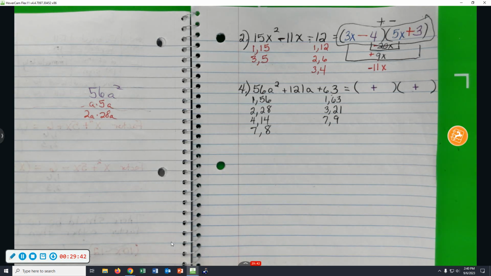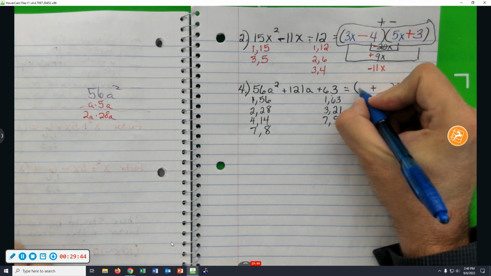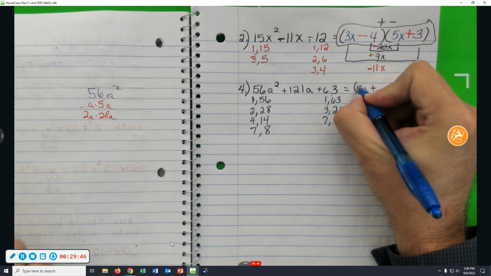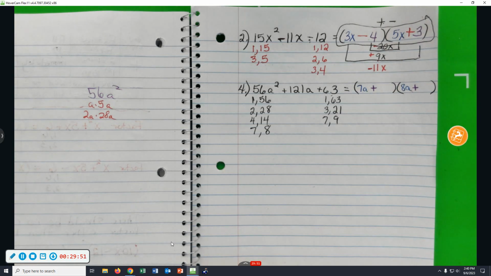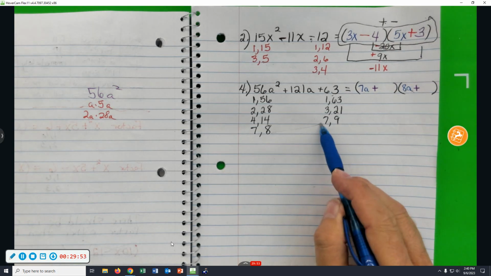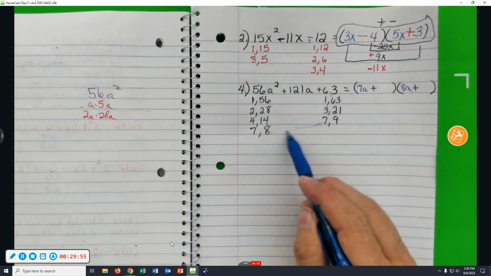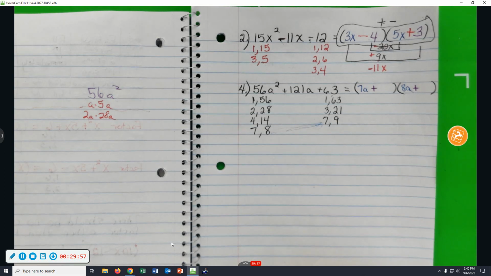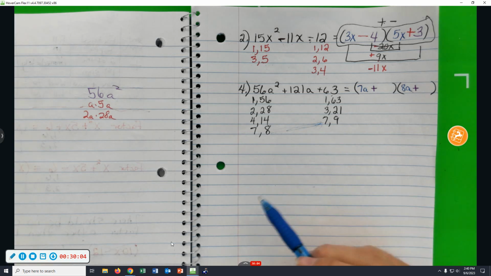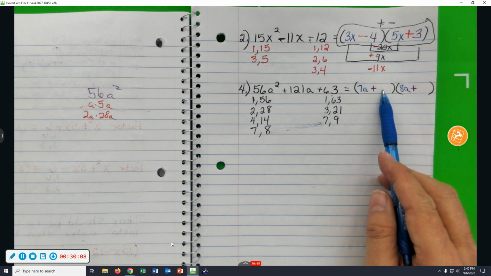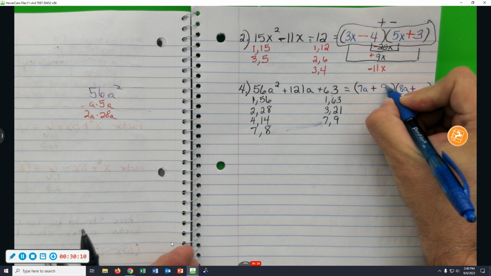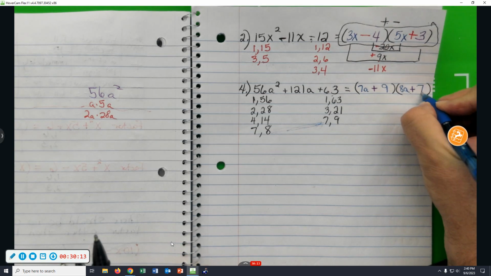Notice I'm saying I'll try. I hope it works. 7a, 8a. I'm going to try pairing it with the 7 and 9. If that doesn't work, I'll try the 3 and 21 and so forth. But if I'm going to try it with the 7 and 9, how do I need to arrange it? Can I put the 7 here? No, can't have the same number. And 9 and 7.